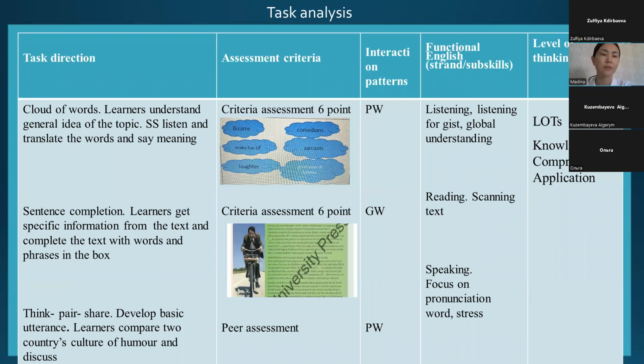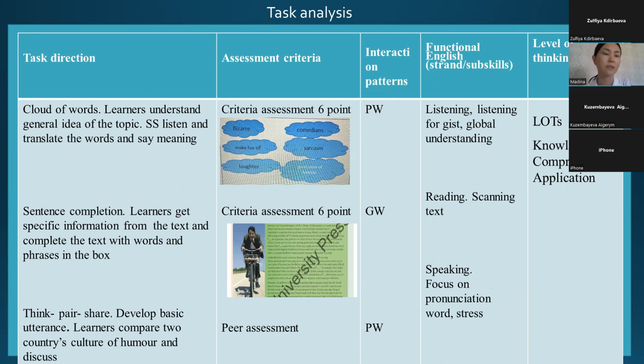The next step is task analysis. The first task is cloud of words, where learners listen for gist and understand the general idea of the topic according to the learning objectives. Then they explain the meaning of the words in clouds, so the learners can share their own knowledge in pairs. The second task is sentence completion. In groups, learners scan and understand specific information in the text. After that, learners put the necessary words and phrases into empty places in the text. In this way, they keep new words in mind.